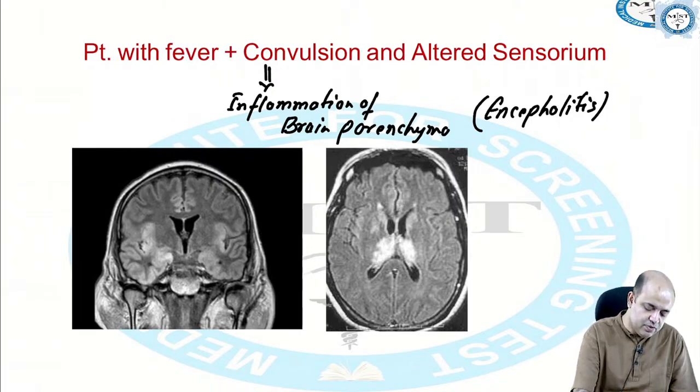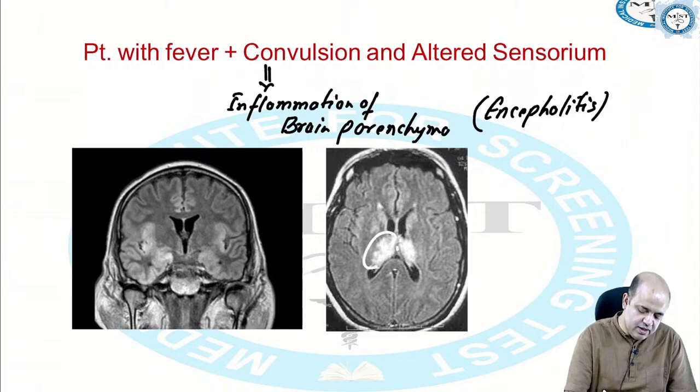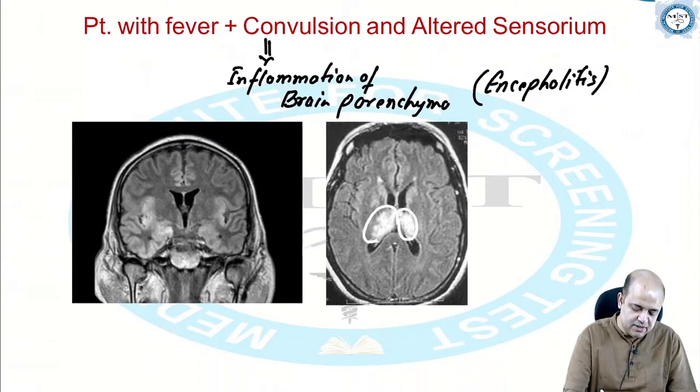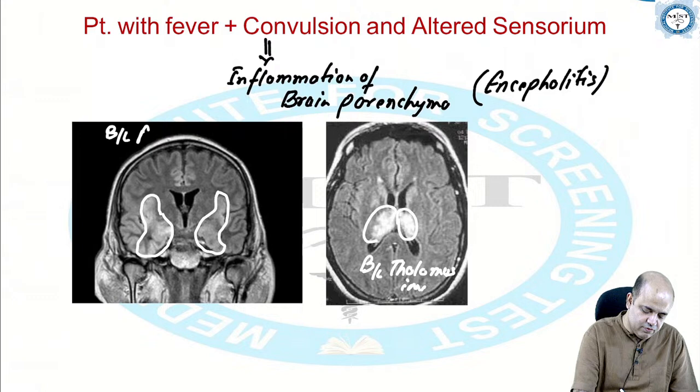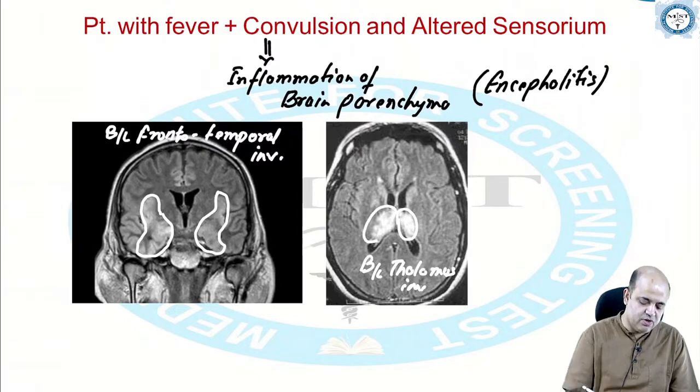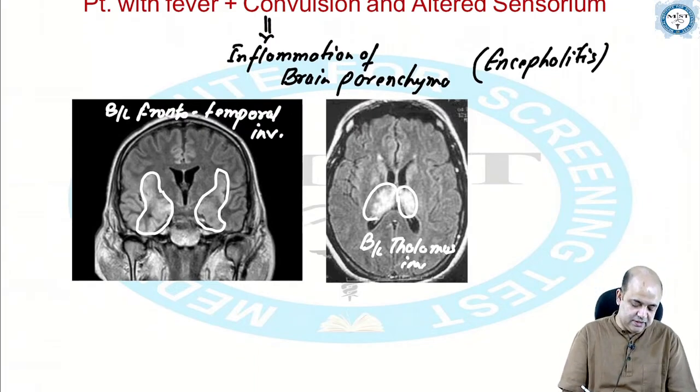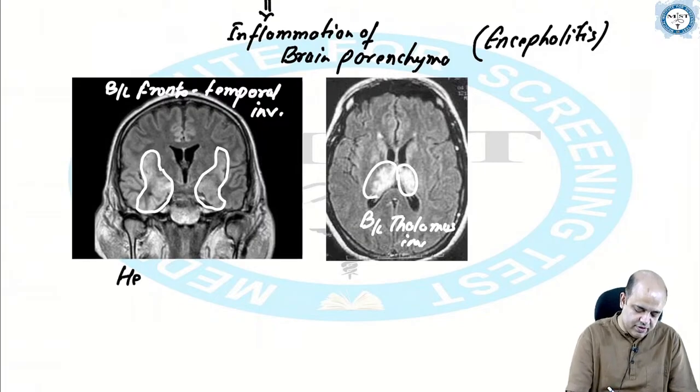In one, there is involvement of the bilateral thalamus. In the other, there is involvement of the bilateral frontotemporal lobes. Bilateral frontotemporal involvement is there. This is herpes encephalitis.